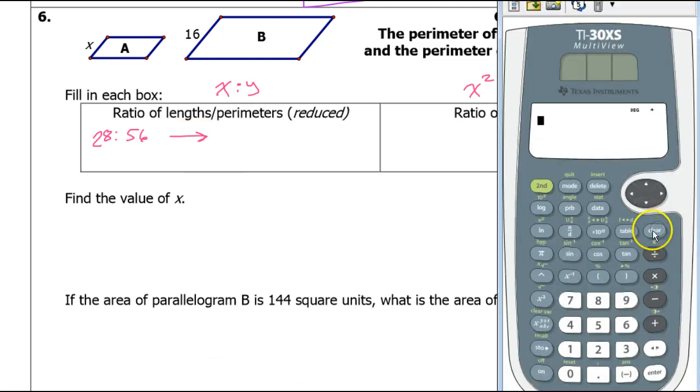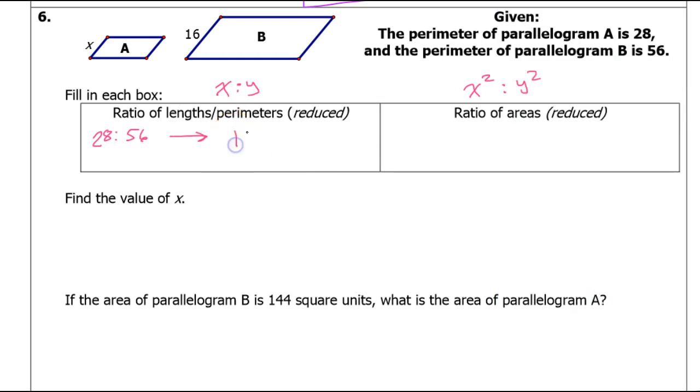So treat it as a fraction and think 28 over 56 as a fraction. And that reduces down to 1/2. So that means the ratio of lengths is 1 to 2. Okay? So that's like the x and the y. Now the ratio of areas will be x squared to y squared. So that will be 1 to 4. Okay, so this is like the length scale factor, and this is like the area scale factor.